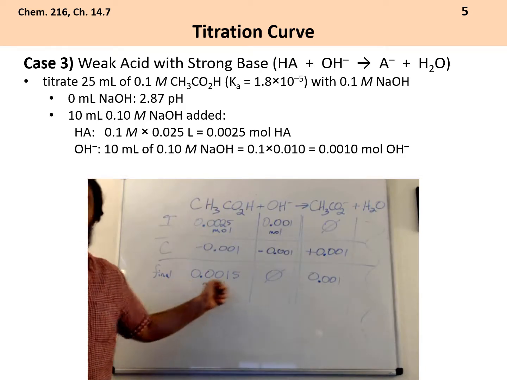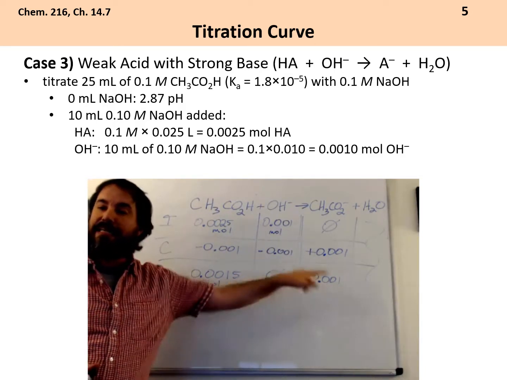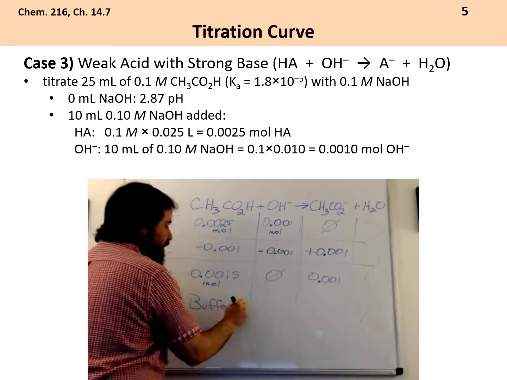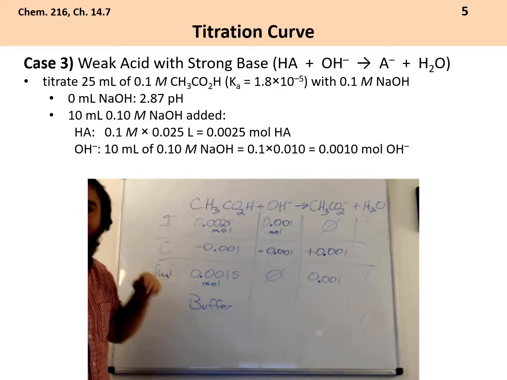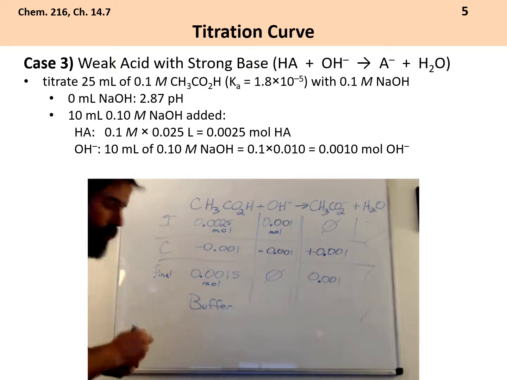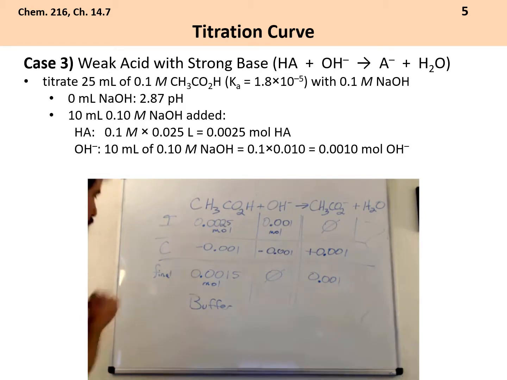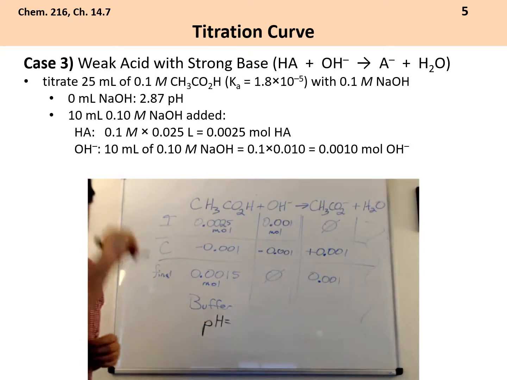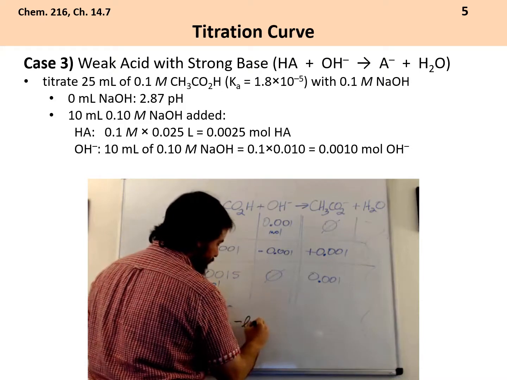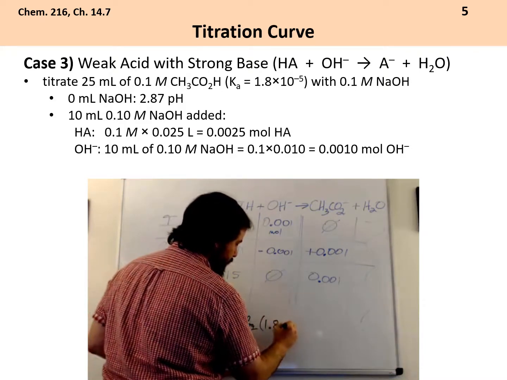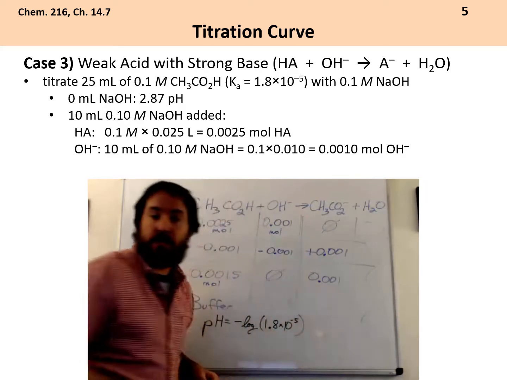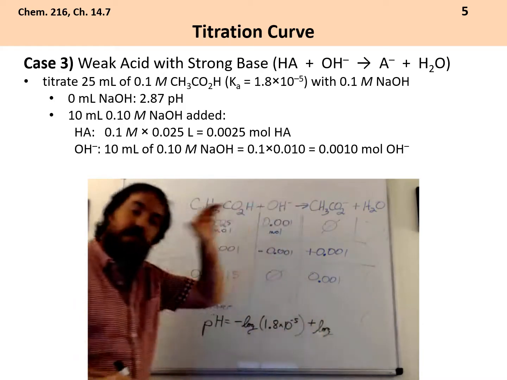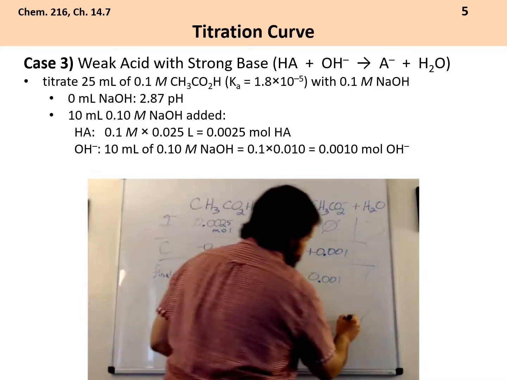I have a weak acid. I have a weak base. So what is this? This is a buffer. So during titration of a weak acid, I end up with a buffer. And so I could use the Henderson-Hasselbalch equation, where pH equals pKa, we have our Ka at the very top, so I'm going to go negative log of 1.8 times 10 to the minus 5, plus the log of base over acid. Always remember it's base over acid.